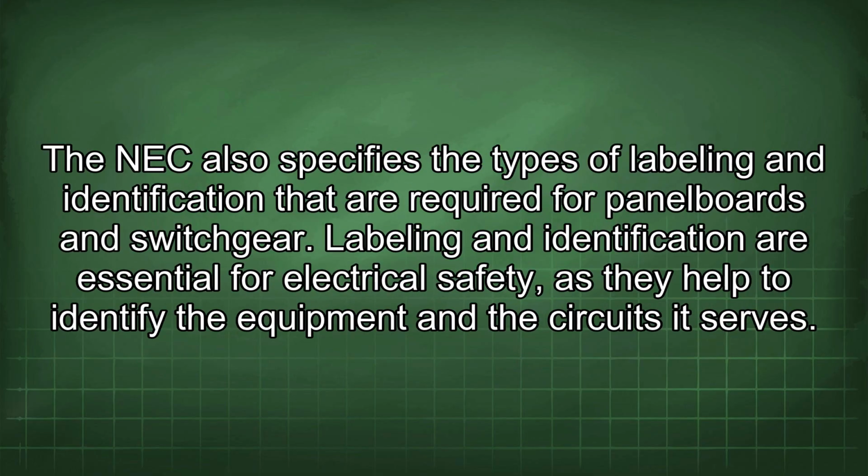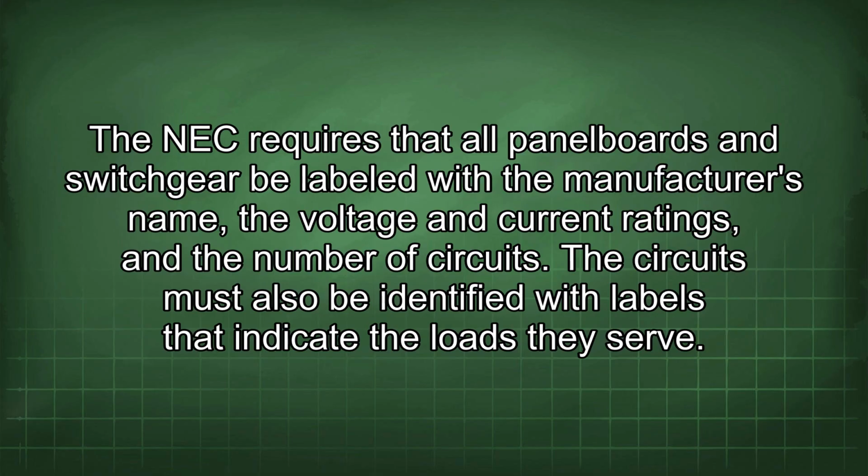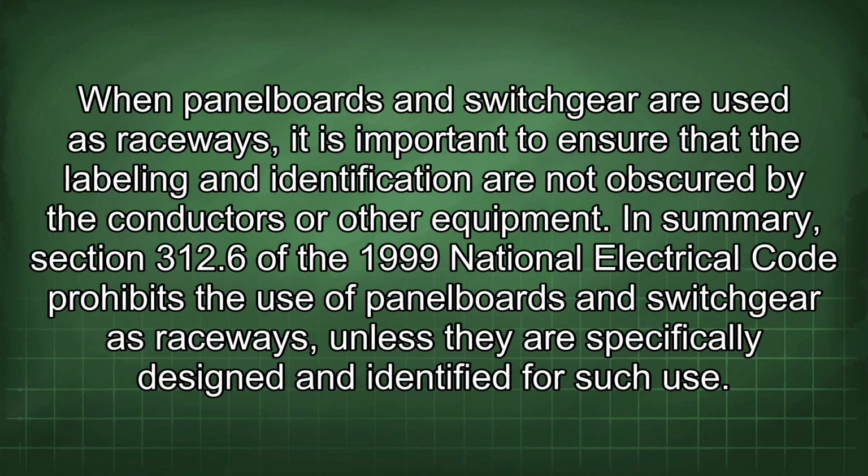The NEC also specifies the types of labeling and identification that are required for panel boards and switchgear. Labeling and identification are essential for electrical safety, as they help to identify the equipment and the circuits it serves. The NEC requires that all panel boards and switchgear be labeled with the manufacturer's name, the voltage and current ratings, and the number of circuits. The circuits must also be identified with labels that indicate the loads they serve. When panel boards and switchgear are used as raceways, it is important to ensure that the labeling and identification are not obscured by the conductors or other equipment.